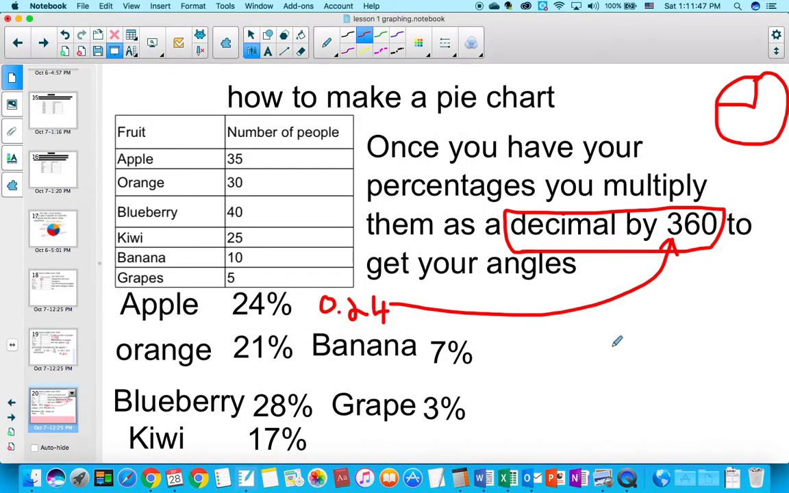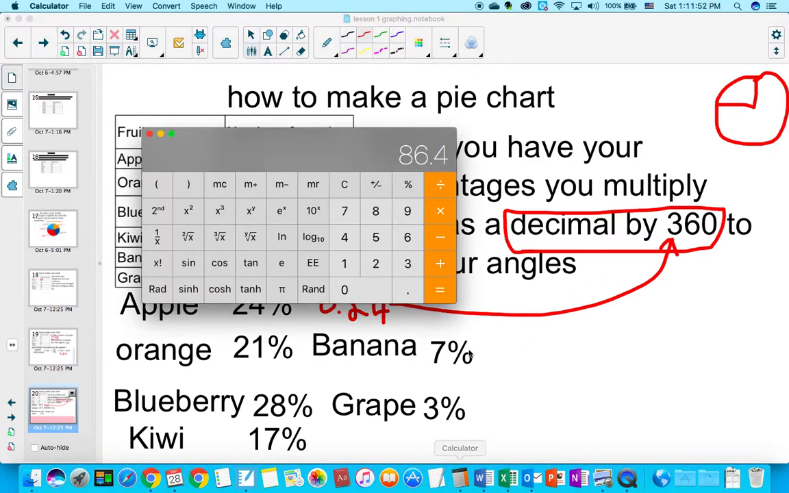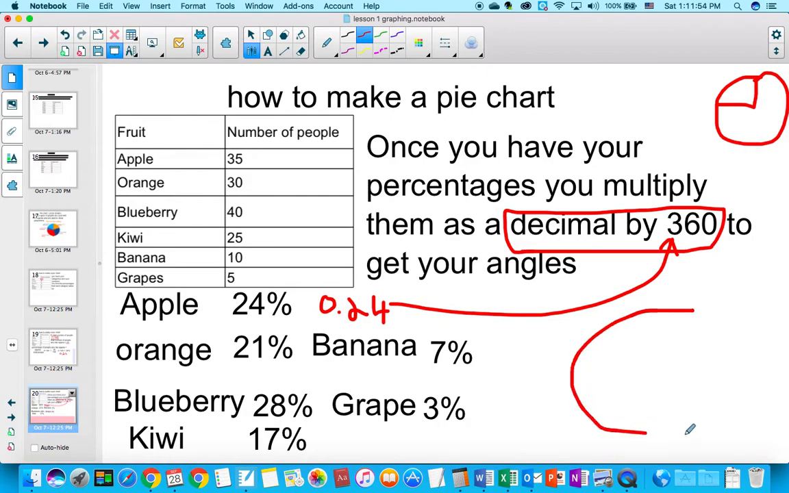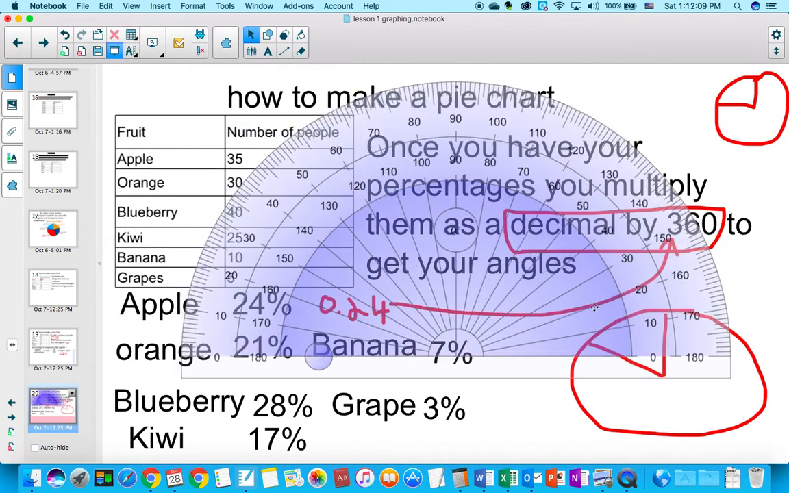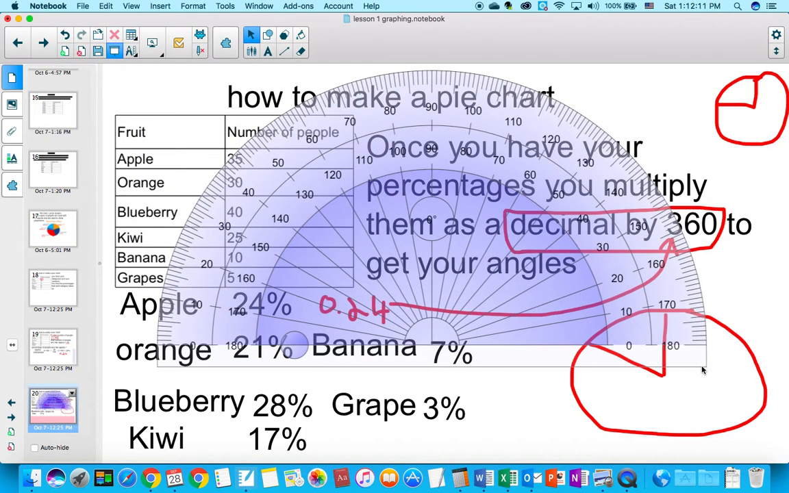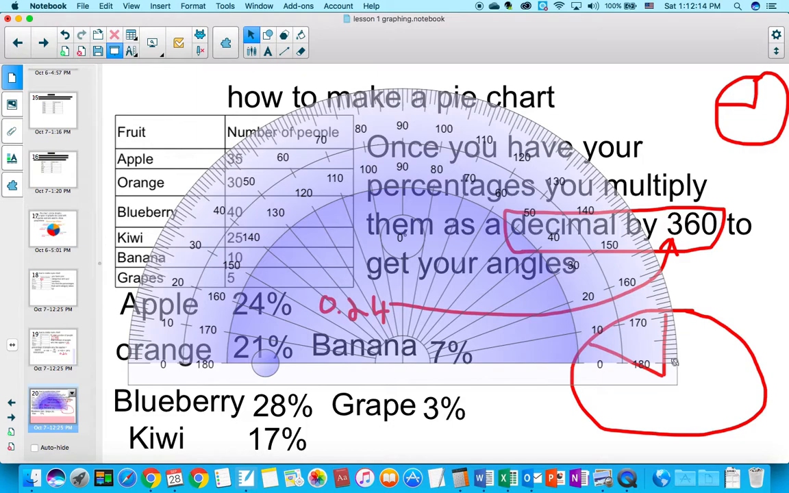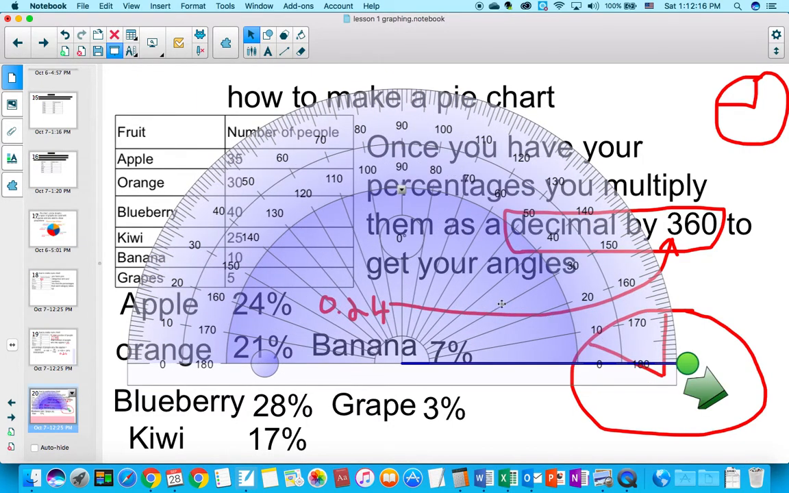86.4 degrees. So 24% of 360 is 86.4. So if I were to draw a rough circle, it's a terrible circle, and it would be like that. And I would properly want to use a protractor to, whoa, sorry, never used this tool before. It doesn't want to shrink now. Anyways, you want to use a protractor to correctly get your angle.